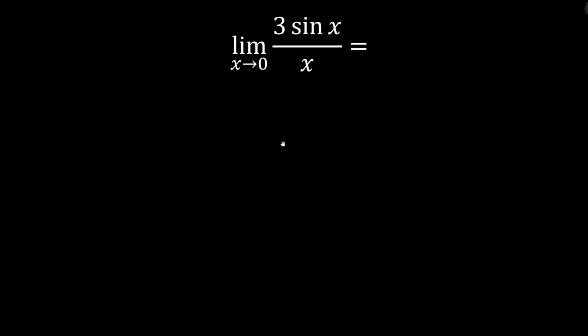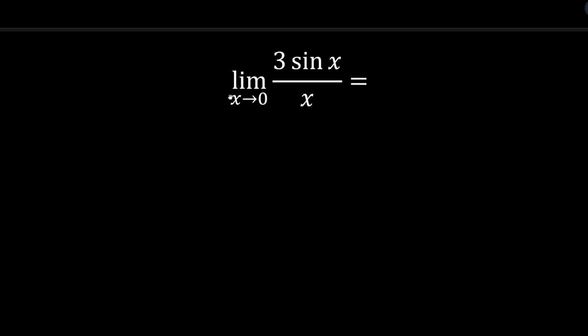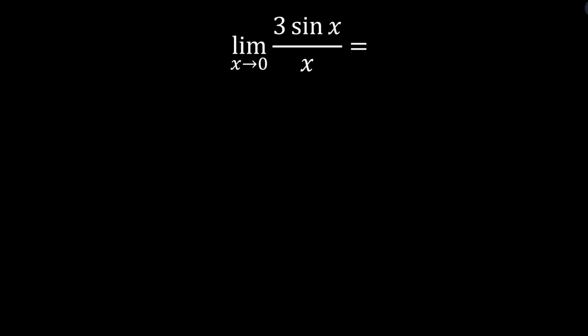So let's start a little bit easy here. Here we have the limit as x approaches 0 of 3 times the sine of x over x. And again, we always start with direct substitution. So we're going to plug 0 in. The sine of 0 is 0. 3 times 0 is 0. So we have 0 over 0, an indeterminate form. And this looks a lot like the sine of x over x, and we know that that limit as x approaches 0 is 1. The only thing messing me up here is that 3 out in front.